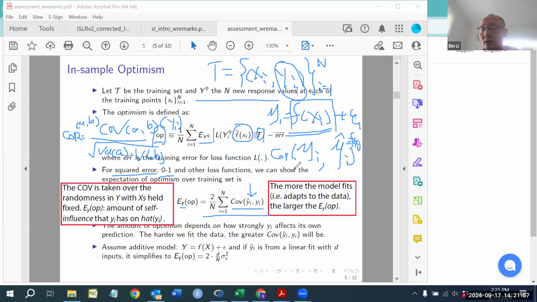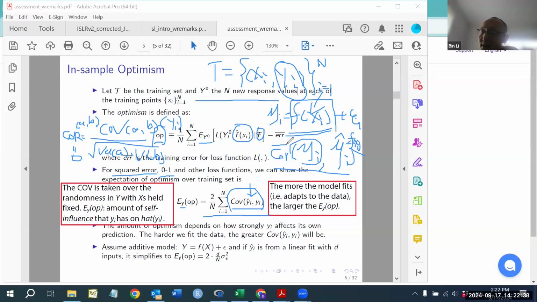What is the correlation between those? This is a constant. So the correlation between a random variable and a constant is 0. If we have an ideal model, the correlation is 0. If the correlation is 0, what is the covariance? Of course, it's 0. So you can see, if we have a right-fitted model, if our model exactly estimates the true function, this is 0. We don't have any optimism. We don't have any bias.